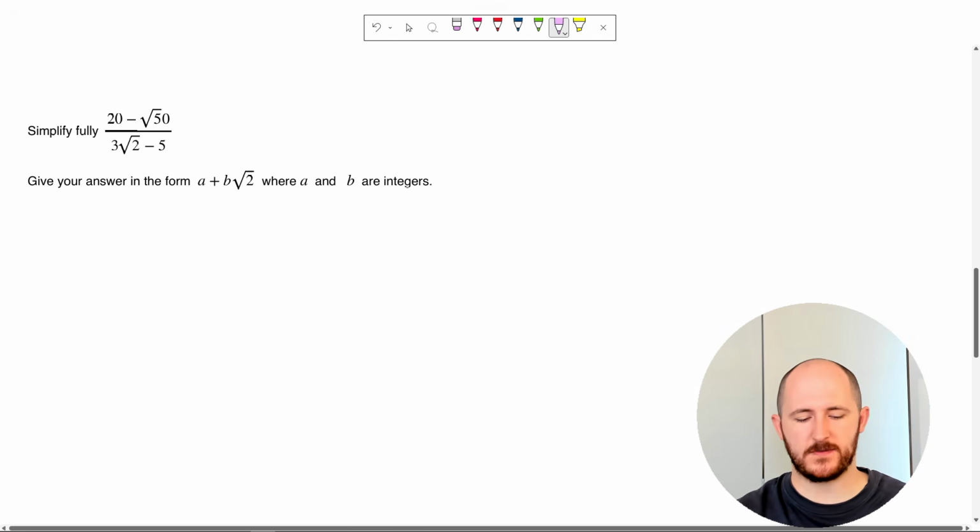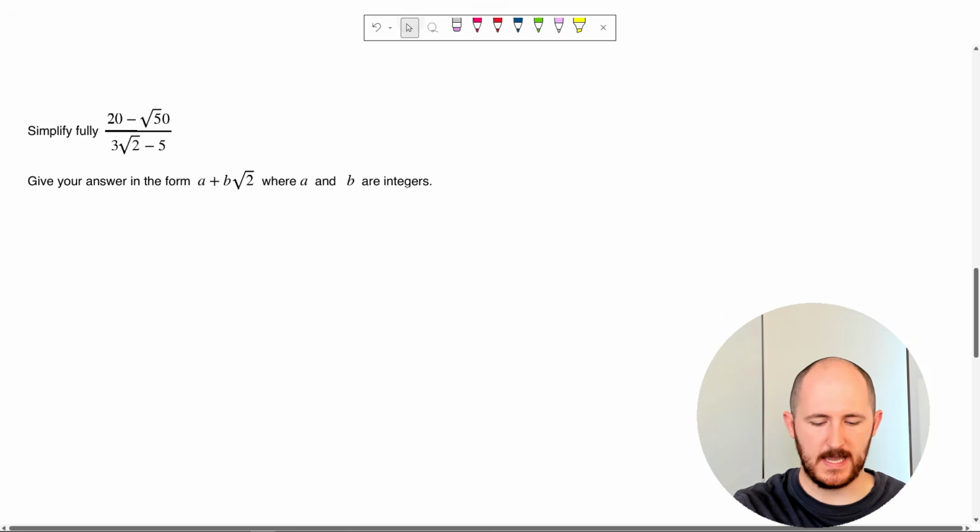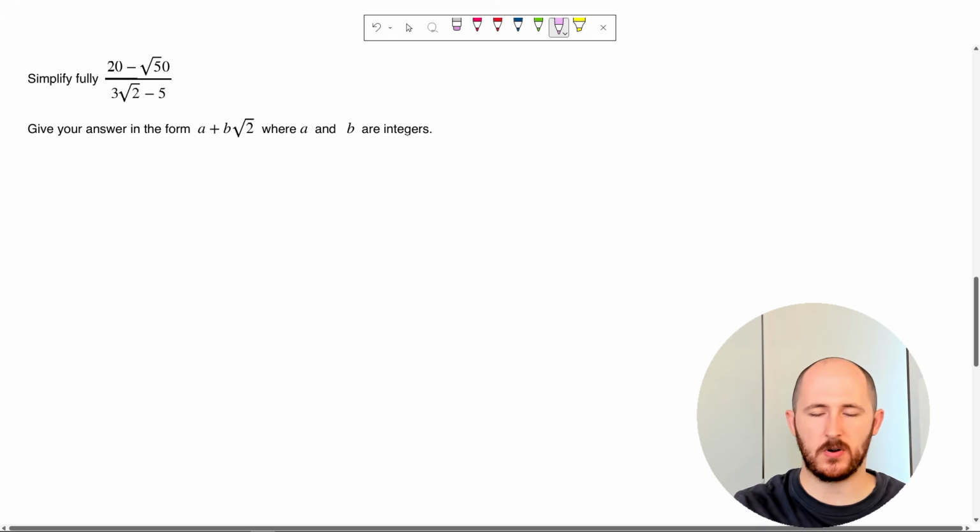Rationalizing is a lot of fun. The rationalizing they give you in A-level is rationalizing that you can't actually do on a calculator.